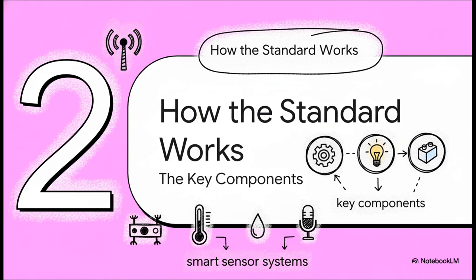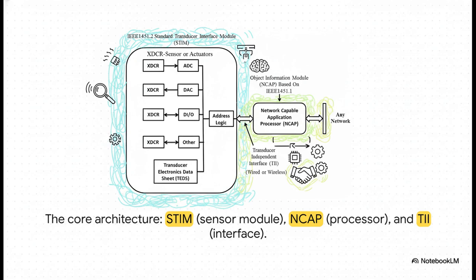So how does it actually pull off this magic trick? Well, it's pretty brilliant, actually. The standard breaks down any smart sensor system into three logical key components. This diagram really lays out the core idea beautifully. You've got the sensor part, the processor in the middle, and the interface that links them together. We're going to break down each of these three little acronyms you see here: STIM, NCAP, and TII.